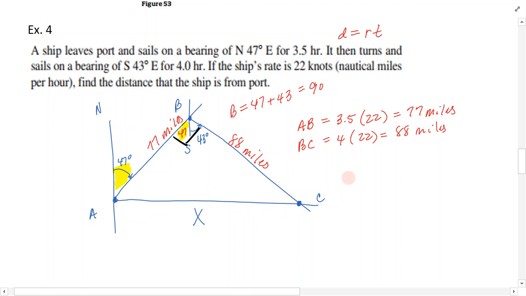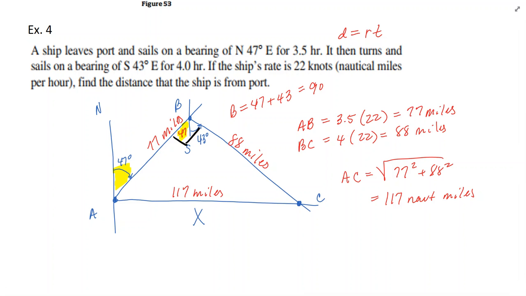So my distance from A to C is going to be the square root of 77 squared plus 88 squared. And when we put that into our calculator, rounding to the nearest integer, we find that it's 117 nautical miles. So in other words, this hypotenuse here ended up being 117 miles. Again, the idea behind this problem is not so much about trigonometry as it is about right triangles, and the most difficult part of it is just setting up an image of what was going on.